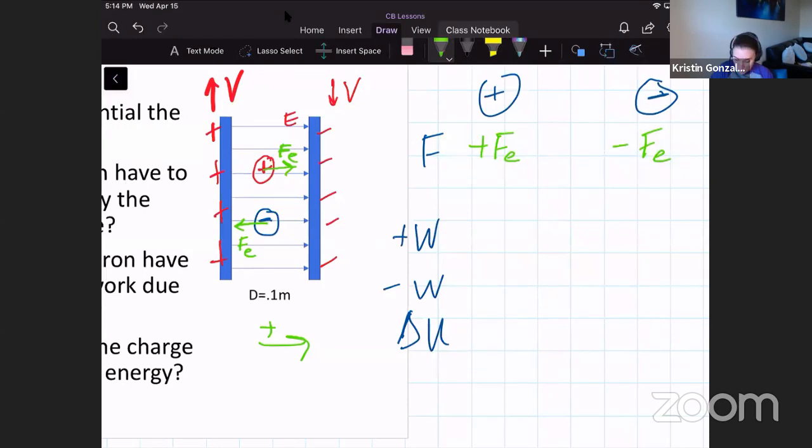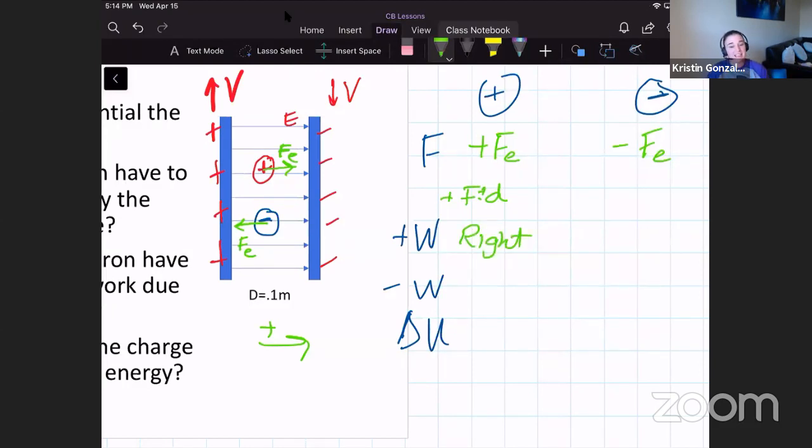Okay, well, how do we get work? Work is force times that parallel displacement, or the parallel component, right? This is already parallel. We don't have to worry about that dot product. So if I want to have positive work on the positive charge, the force is already positive. So which way does the distance have to be? Do we want a positive displacement or a negative displacement? Well, to get positive work, I want a positive displacement, which means it has to be moving to the right.